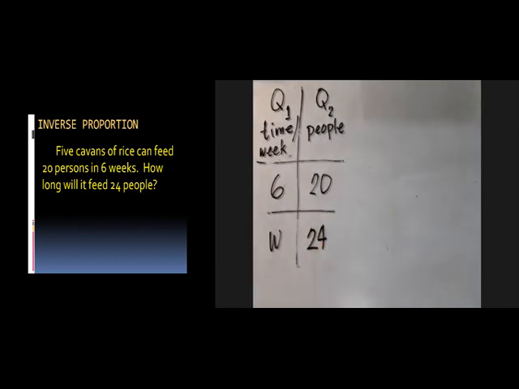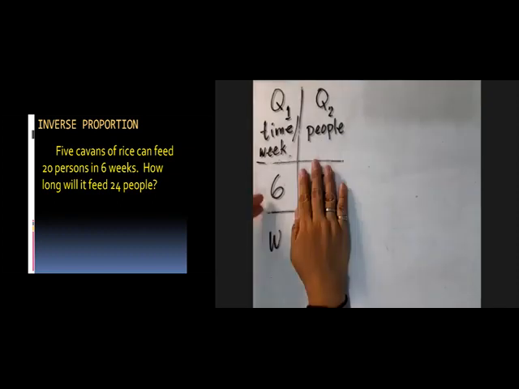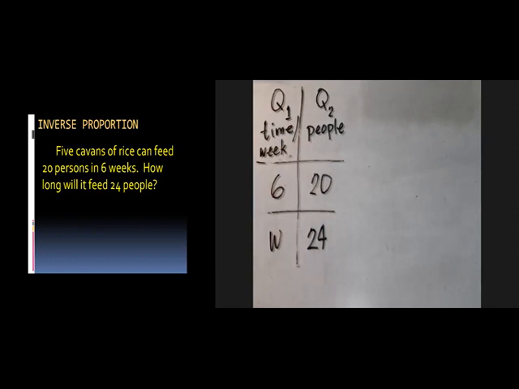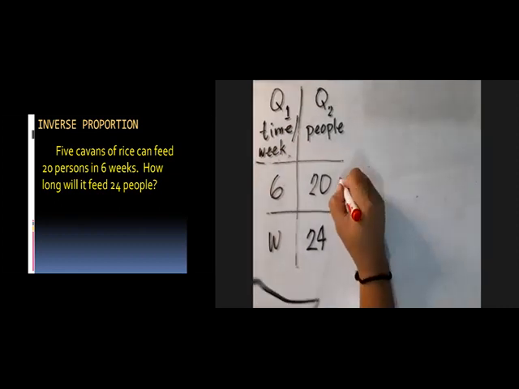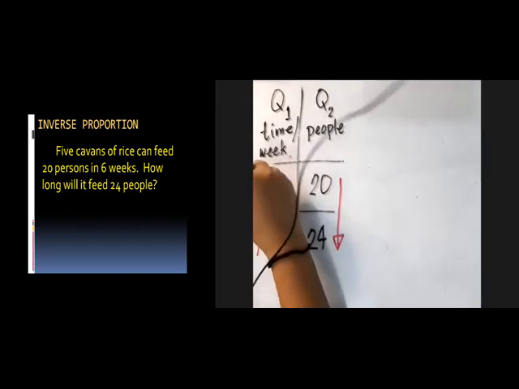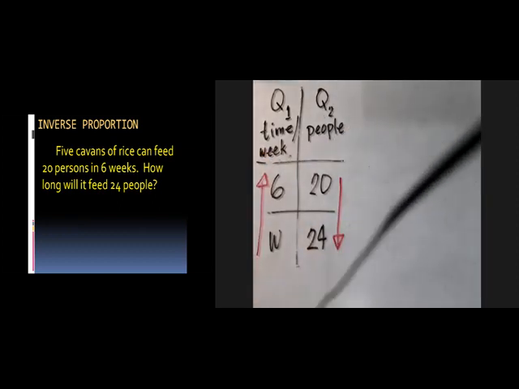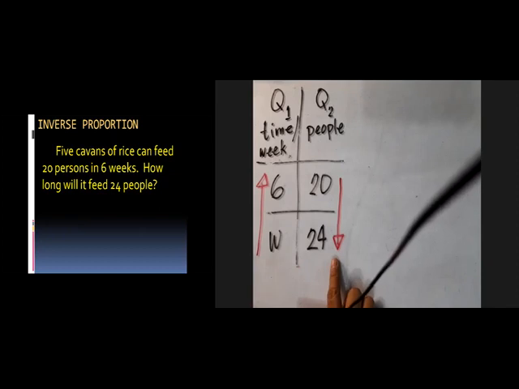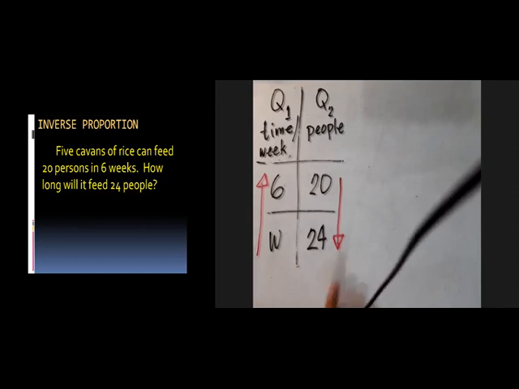Now, tignan natin yung quantities. Yung 6 and W, hindi natin kayang i-compare kung tataas siya o bababa. So doon tayo sa people column, 20 and 24. So yung arrow natin mag-uumpisa doon sa mas mababa, which is 20, and pupunta yung arrow natin doon sa mas mataas. Okay? So if this goes down, dapat itong kabila, pataas yung arrow natin. Again, anong purpose ng arrow natin? Ang purpose ng arrow na yan ay para hindi kayo malito kung paano isusulat ang inyong working equation.